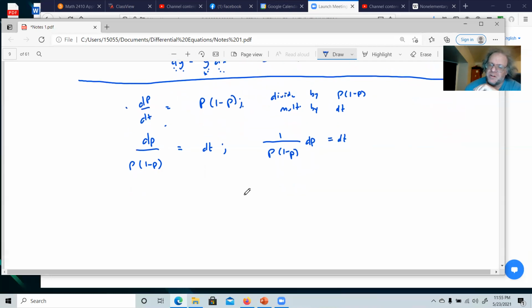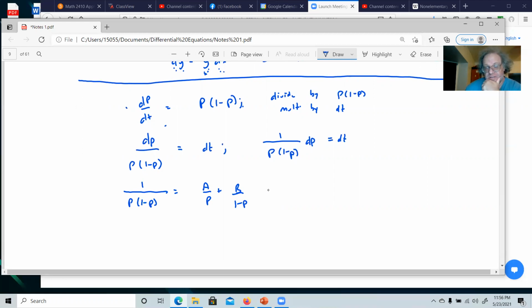So like, oh, that's a partial fractions problem, isn't it? It sure is. So what we're going to do is say 1 over p(1 minus p) is equal to A over p plus B over 1 minus p.